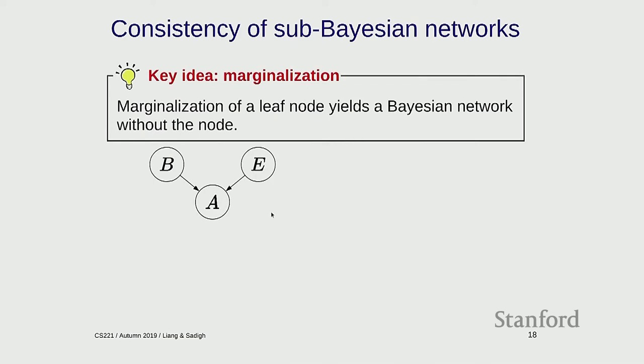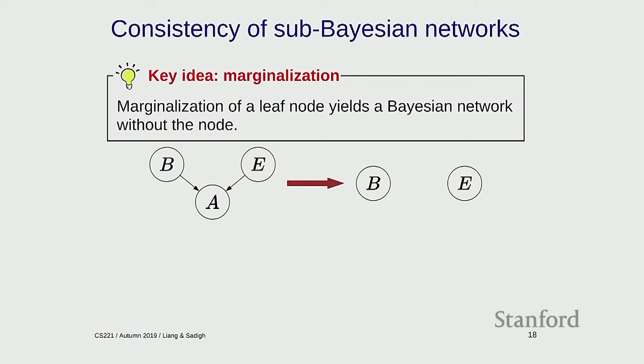So the general idea here is that marginalizing out a leaf node yields a Bayesian network just without that node. Marginalization produces a Bayesian network where you've just erased the leaf node along with its incoming edges. So in other words, I've turned what would have been an algebraic operation into a graphical one. And generally those are good moves, because it's much easier to think graphically and make large operations than to go through tons of algebra.